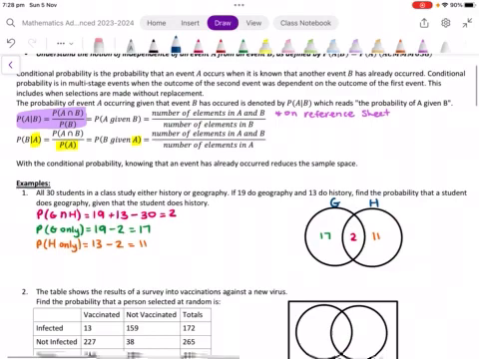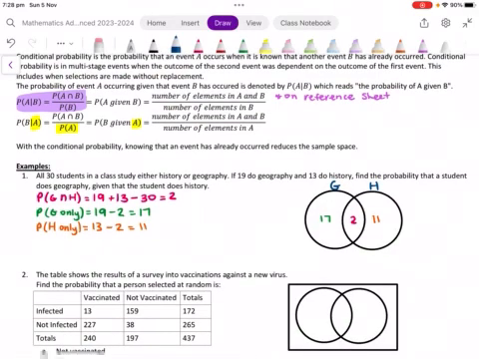Now we're going to use our conditional probability formula to work out this conditional probability. The question is asking us to find the probability that a student does geography given that the student does history. So the probability of G given H is equal to the probability of G and H over the probability of the given thing, which is history in this case.